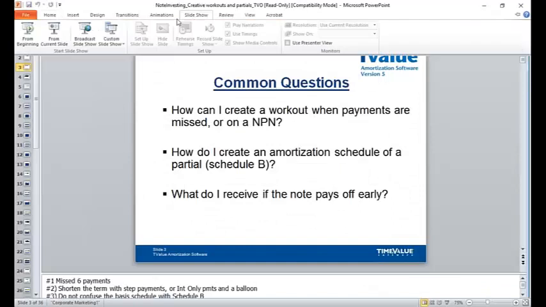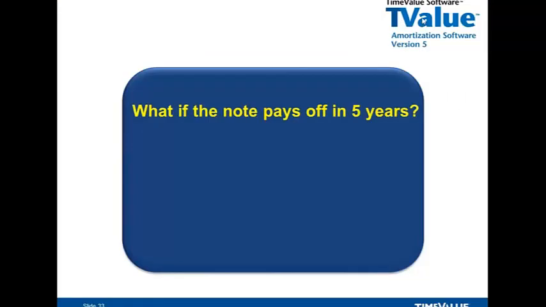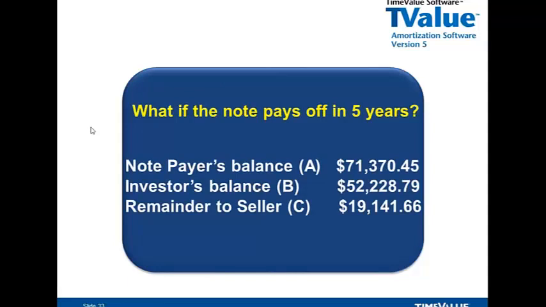So just to finish up here, sorry, moving some of the stuff out of the way. Okay, so just to summarize on the Schedule A minus Schedule B equals Schedule C, the $71,370 that the borrower is paying minus Schedule B, which is what the investor at the 12% receives at this point in time, leaves me the remainder interest of the $19,141. So just a nice way to lay that out and add some clarity to the situation.